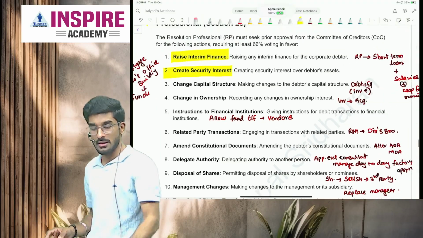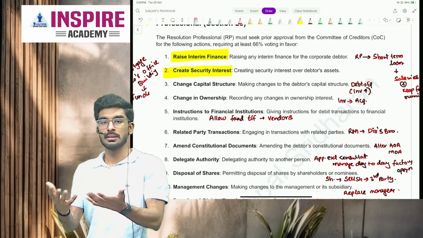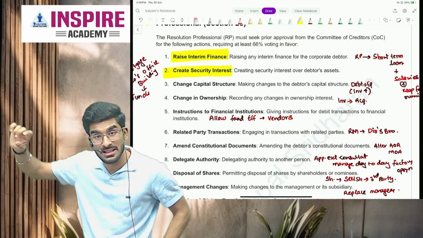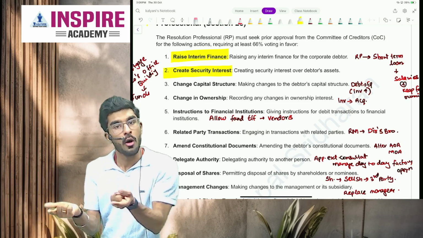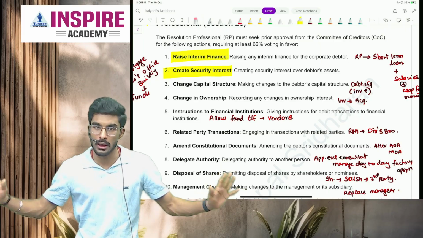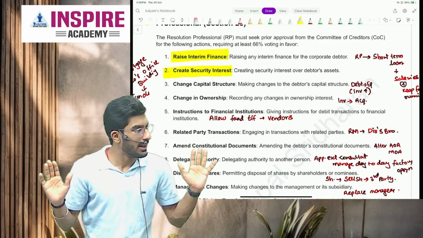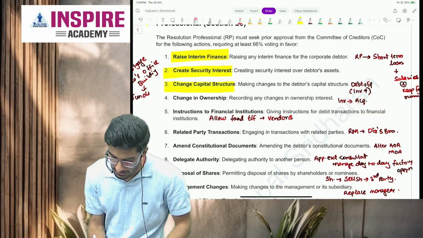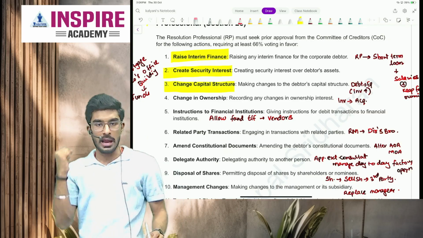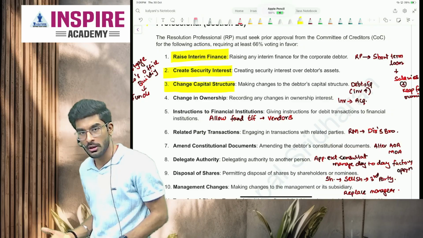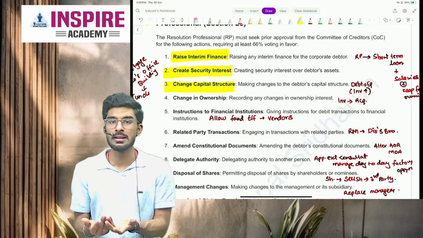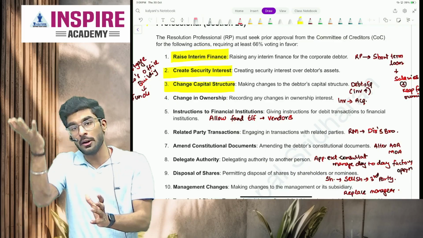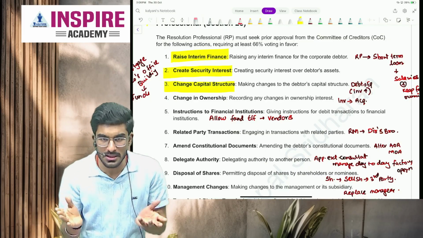And number 2 is, people, creating security interest, which means what? If the resolution professional wants to mortgage the corporate debtor's asset to get hold of funds, for that COC's approval is mandatorily required. Yes or no, people? Perfect. Number 3 is, people, change in capital structure to attract the investors. If RP feels that debt should be converted into equity to attract investors, COC's approval is required.